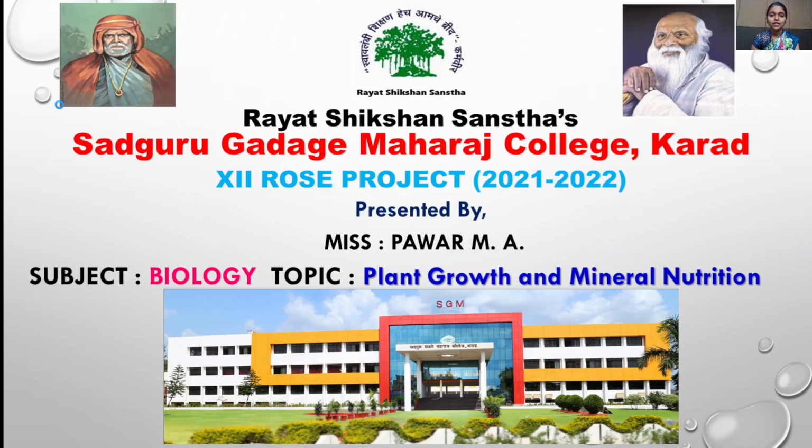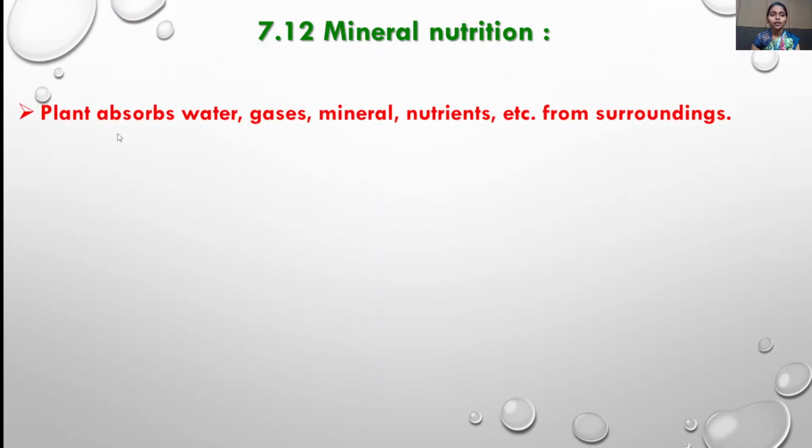So we start. In the last lecture, we studied photoperiodism, vernalization, growth hormones, etc. Now, today's lecture we start. Next point is mineral nutrition. So, plants absorb water, gases, mineral nutrients, etc. from surroundings.